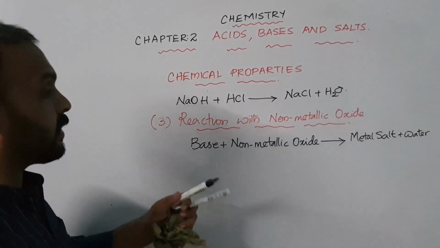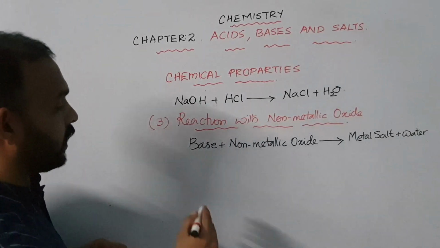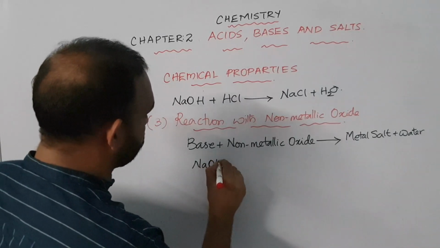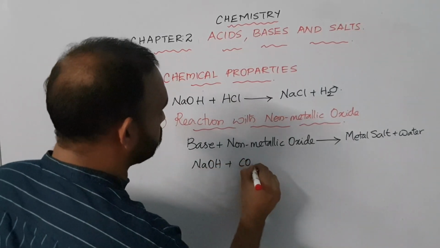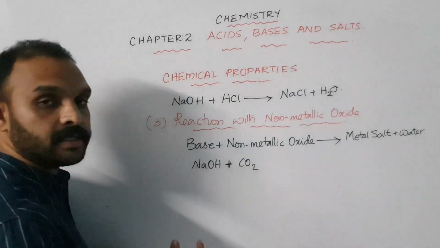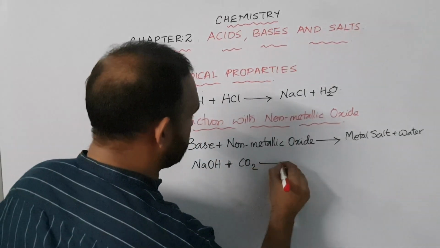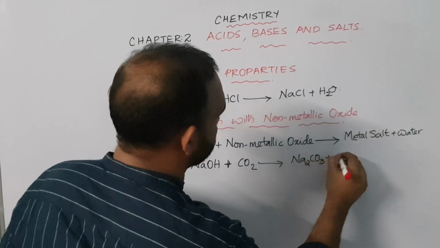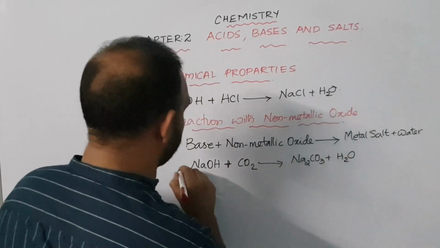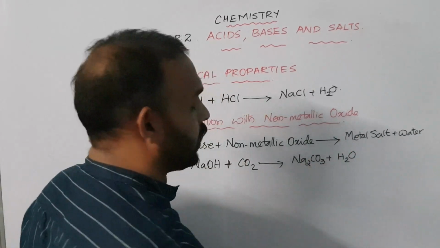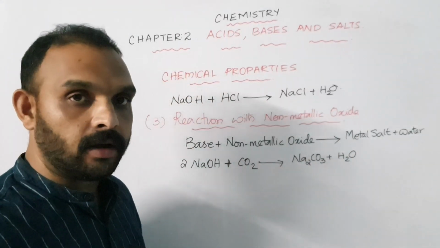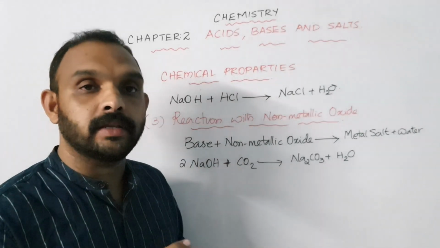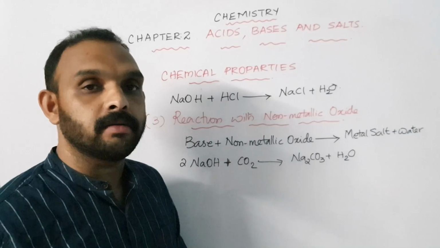Now we will write an example for this one. The example is NaOH, sodium hydroxide, plus CO2, carbon dioxide, a common example of a non-metallic oxide. This will give us Na2CO3, sodium carbonate, plus H2O. Is it clear to all? So this is about the three important chemical properties of bases.